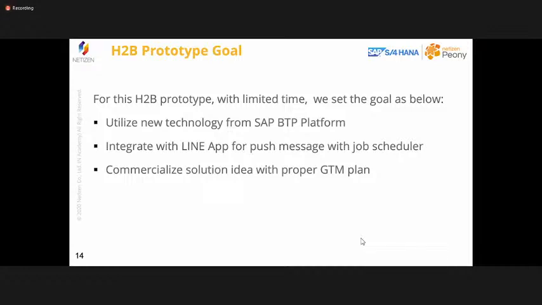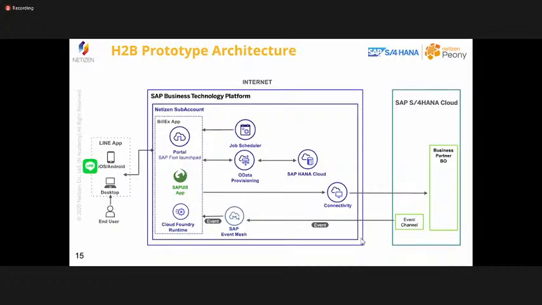And the most important thing is how we can commercialize this solution idea with a proper GTM plan, because we want to go to market faster with the mass market, and it is really possible that we can launch to the market within next year. So we simplified this hack to build prototype: we have the S/4HANA Cloud provided by SAP, and we integrate the business partner information into our system. Then we have an application where we can maintain the calendar and schedule of each business partner, and then we have a job scheduler to push the message to the Line application.